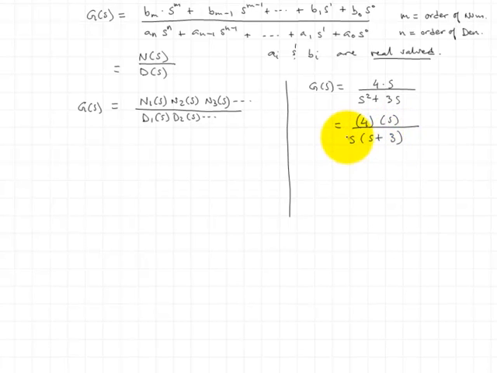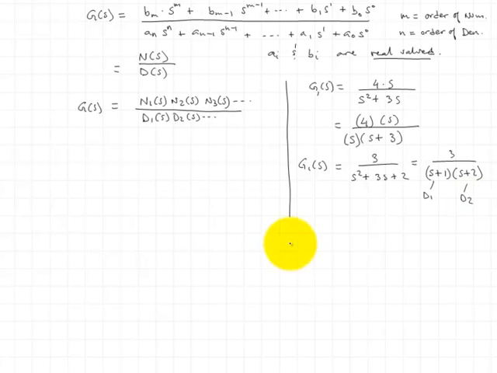I can factor this into 2 terms in the numerator, 2 terms in the denominator. Another example might be 3 over s squared plus 3s plus 2. Here we can factor this into s plus 1 times s plus 2. All right, and so this would be our d1 and d2.